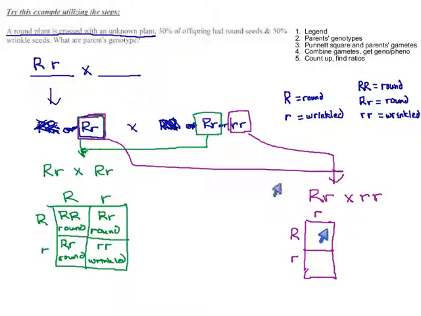And that means there's only two possible offspring here. One of them is big R, little r. The other is little r. That means half the offspring are round, half the offspring are wrinkled, and hooray, that's exactly what we were hoping to find. So, for this to make sense, the parents had to be one of them heterozygous and one of them homozygous recessive.